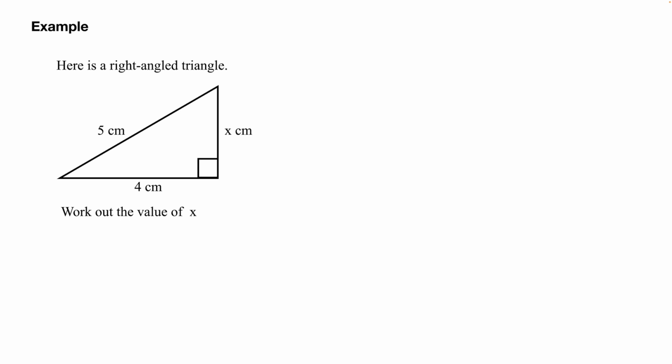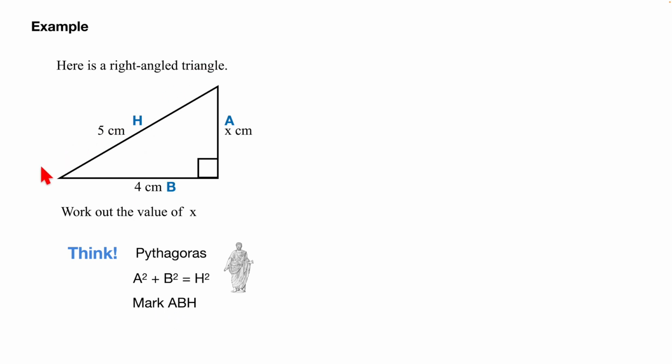Here we have the question the hard way round. We have the hypotenuse. They're wanting us to find one of the sides. So again, think, no angles involved. It's Pythagoras. A squared plus b squared equals h squared. So the first thing we do is mark A, B, H. A, B and H for the hypotenuse. Once we've done that, things should go quite well.